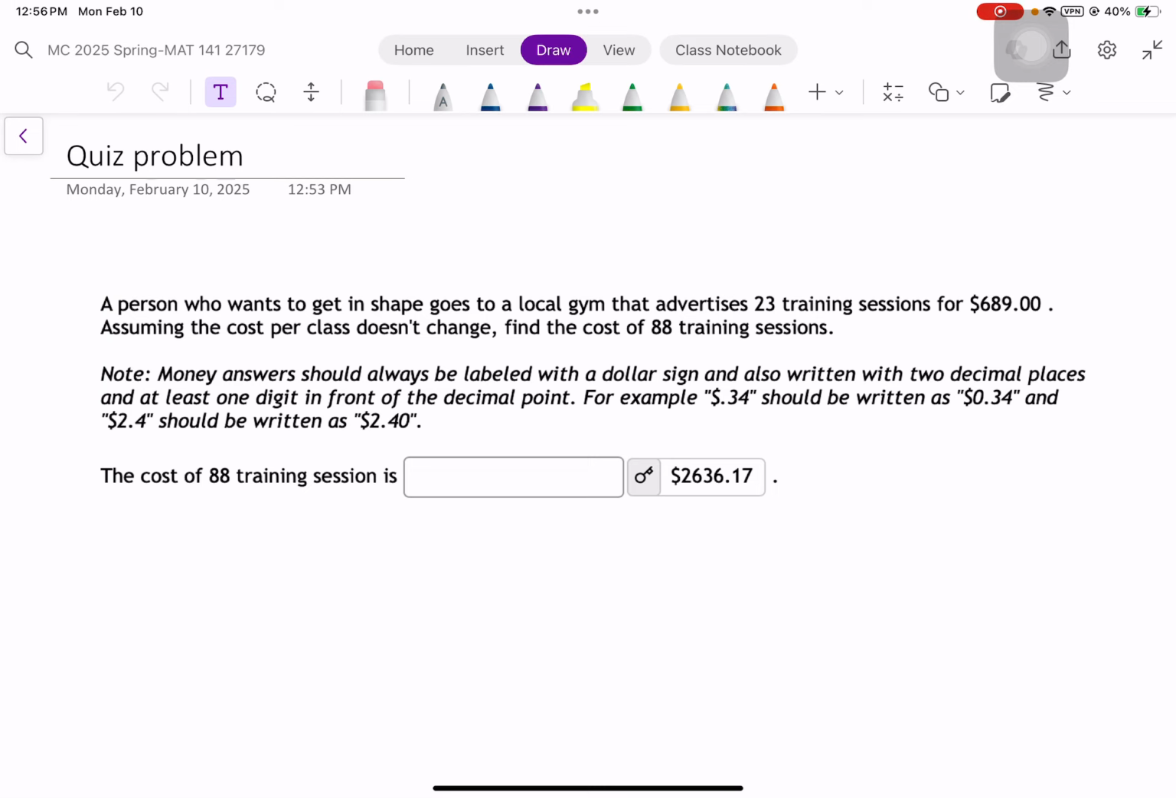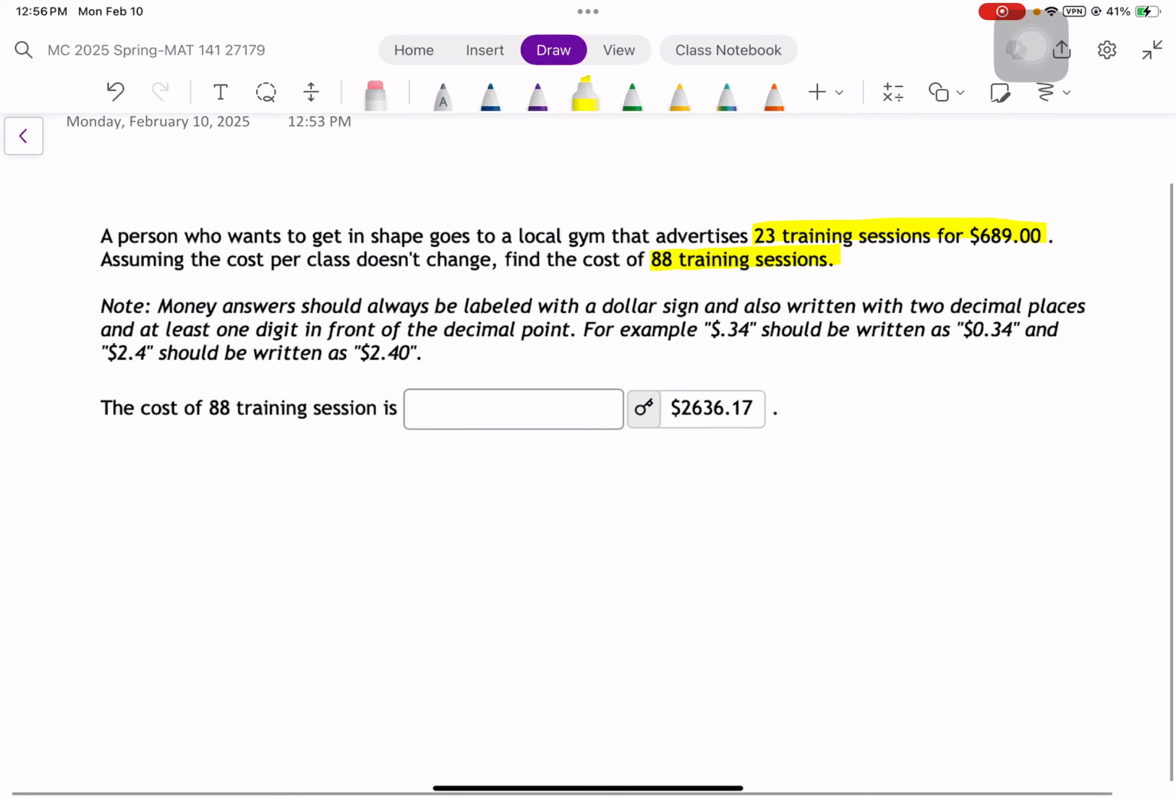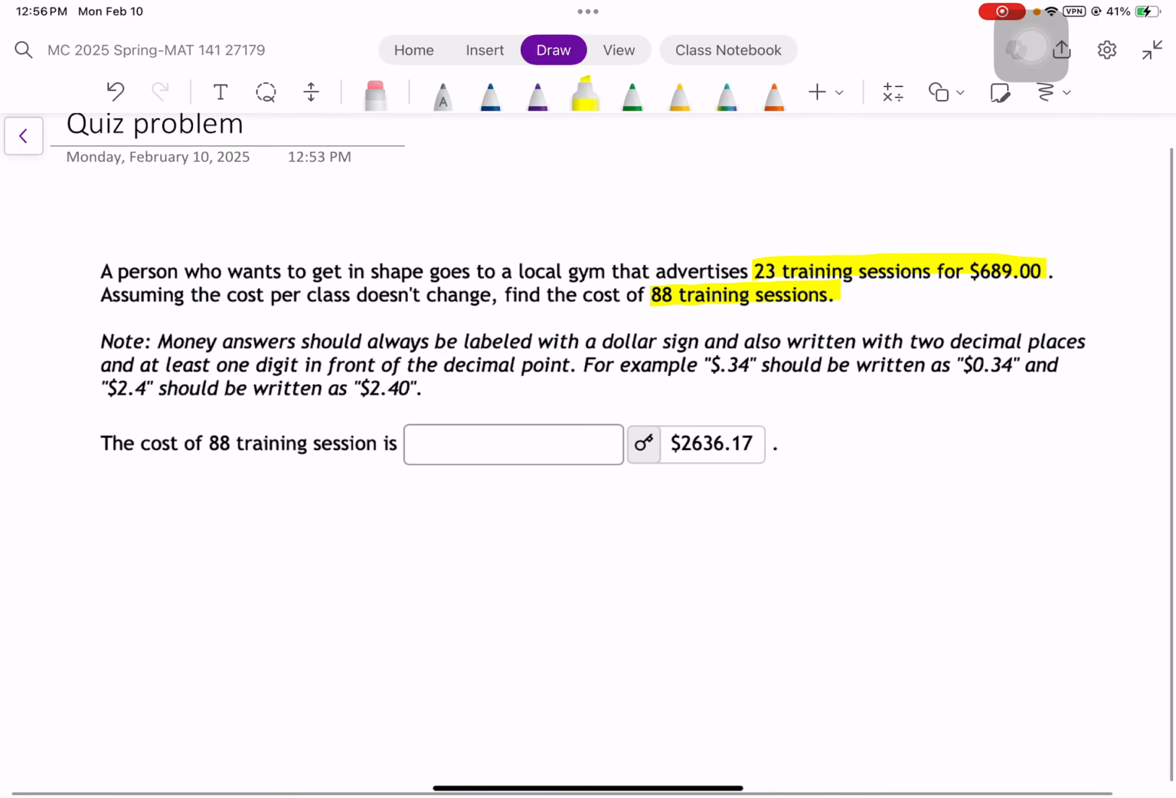So the question says a person who wants to get in shape goes to a local gym that advertises 23 training sessions for $689. Assuming the cost per class doesn't change, find the cost of 88 training sessions. And then it tells you how to answer your answer with money. And I put the answer here so you can see it because I want to show you the mistakes that I have noticed when I was grading your quizzes.